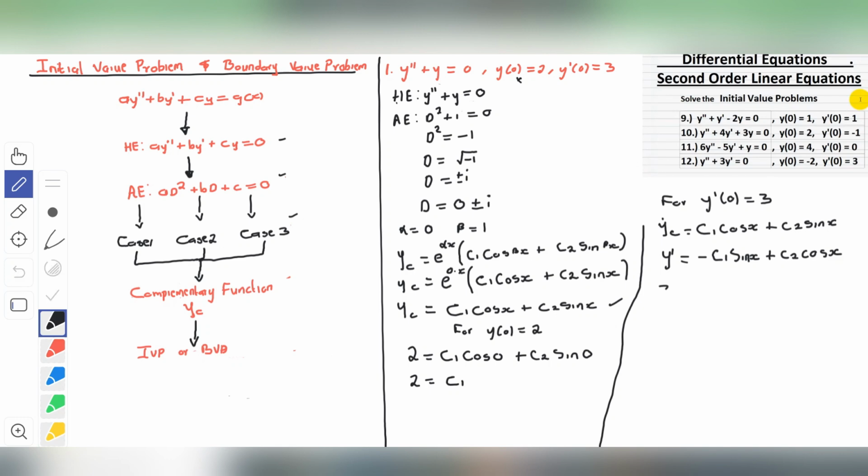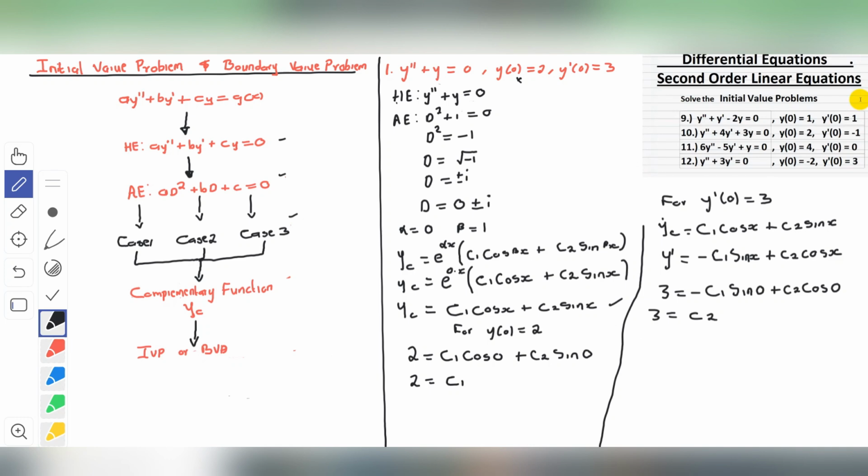So we have 3 equals negative c1 sine of 0 plus c2 cosine of 0, right? When you plug this in your calculator, sine of 0 gives you 0 and cosine of 0 gives you 1, right? So our C2 is going to be 3. Now you can see that we found those two unknown values.